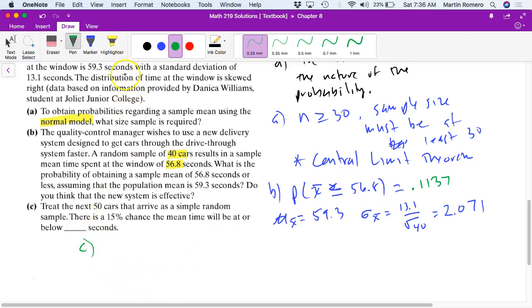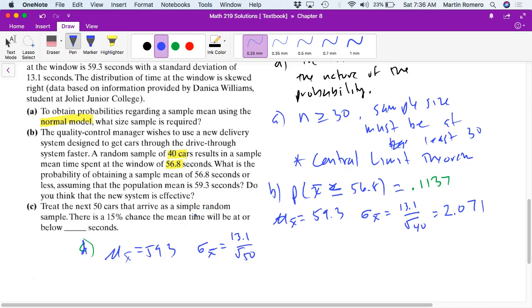Part C here. Treat the next 50 cars that arrive as a simple random sample. There's a 50% chance the mean time will be at what or below. So in this case, our mean is still going to be 59.3. We got to find the adjusted standard deviation or standard error, and so it's 13.1 divided by the square root of 50.